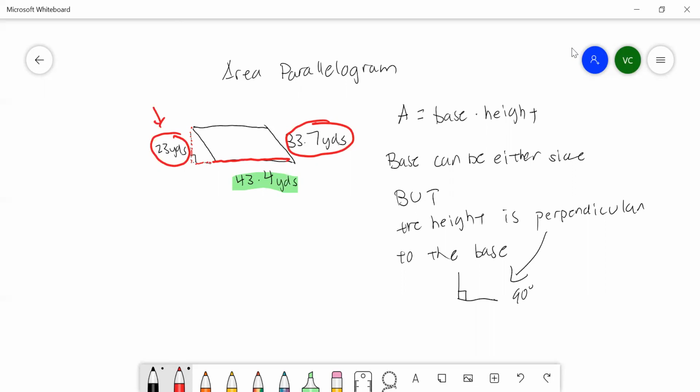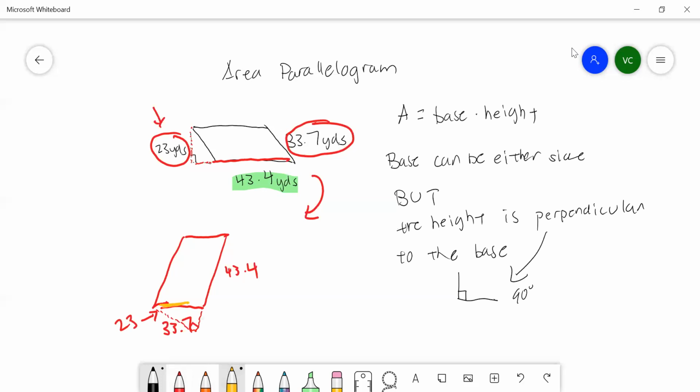Now, if instead we flipped this on its side and we had something like this, and we said that this was 33.7, and then the side was 43.4, and then we have 23 over there.